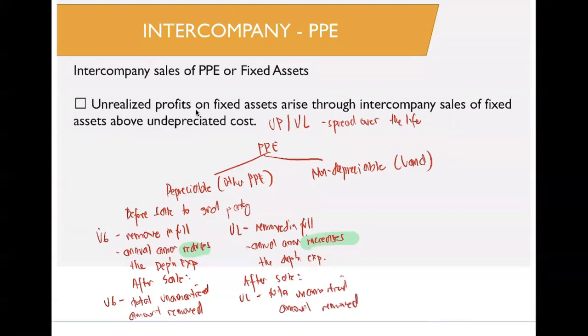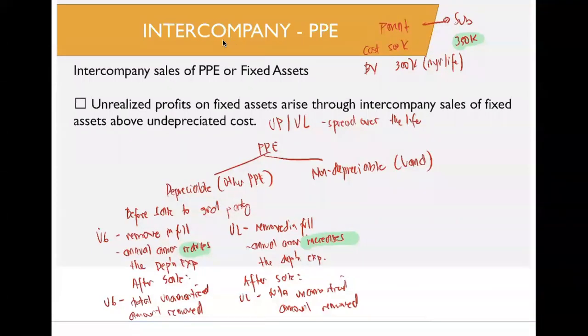To help you understand, let's say the parent sold to the subsidiary an asset whose cost is 500,000. The book value is 300,000. The parent sold it to the subsidiary for 350,000. The asset has a 10-year life. So how much did the parent sell it to the subsidiary for? 350,000 pesos. So what do we do? You need to remove the unrealized gain.